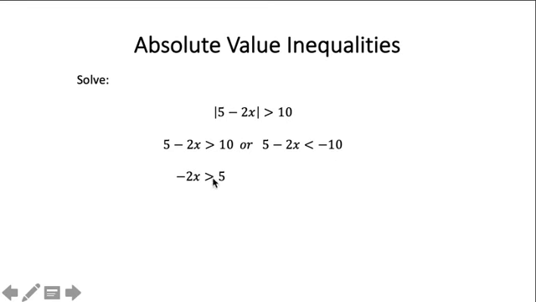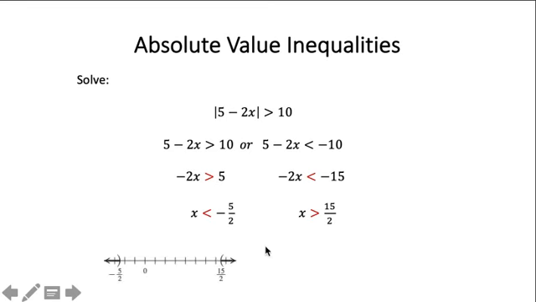Now on the left side, after I subtract 5 from both sides, I get negative 2x is greater than 5. Do you remember when you divide by a negative 2, you have to switch the direction of the sign? So that means x is less than negative 5 halves. Same thing happens on the right. So I have negative 2x is less than negative 15. And when I divide by a negative 2, I have to switch the direction of the sign. So x is greater than 15 halves.